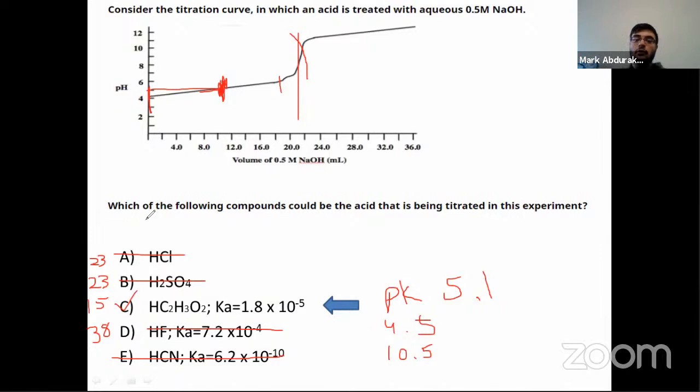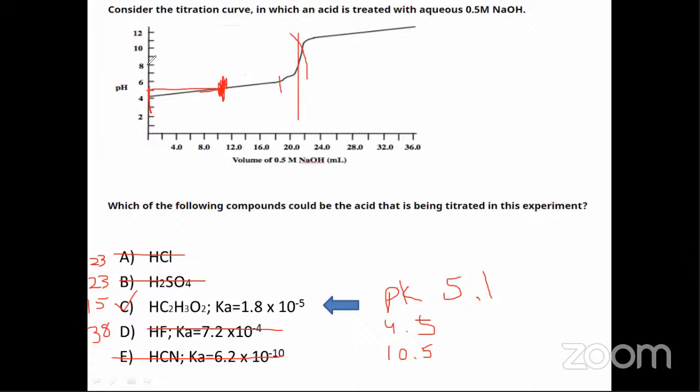The easiest way to do it is, you have a strong acid and a strong base, you know it's always 7. So you can eliminate A and B, because it's not 7, it's higher than 7, right? And we knew it was higher. How did we know it was higher? Oh, because if you look at the midpoint of this curve, it's above 7.